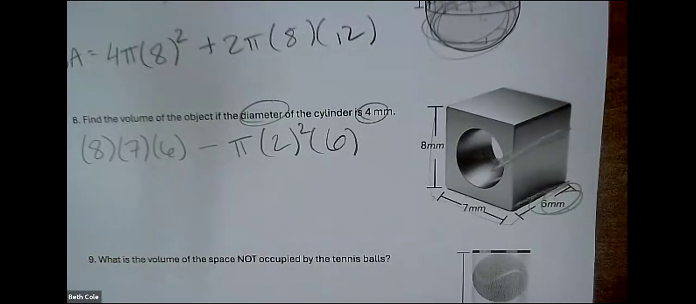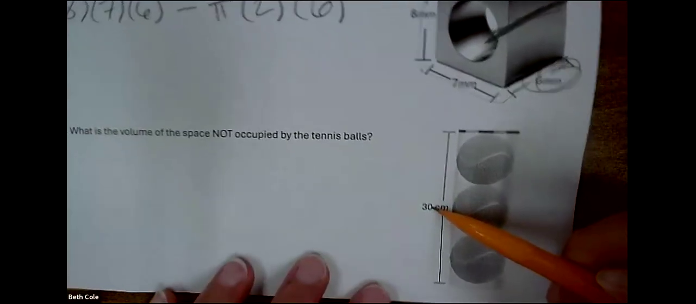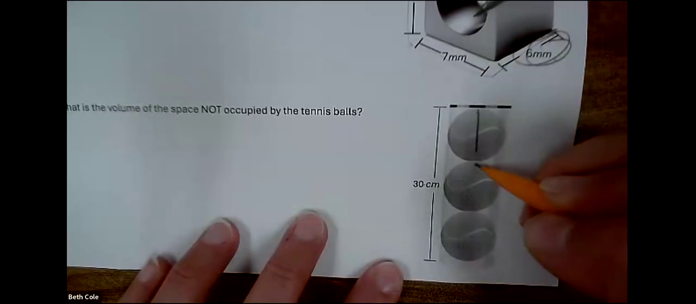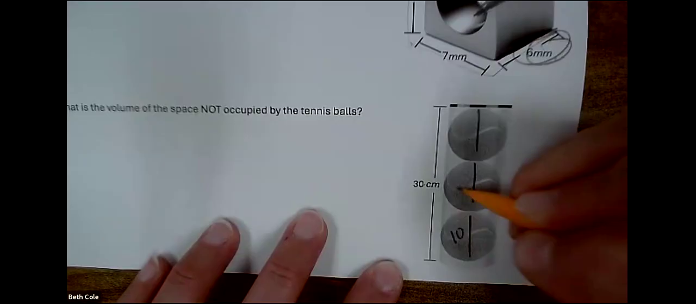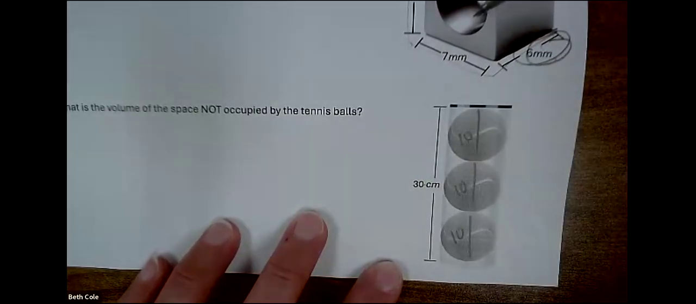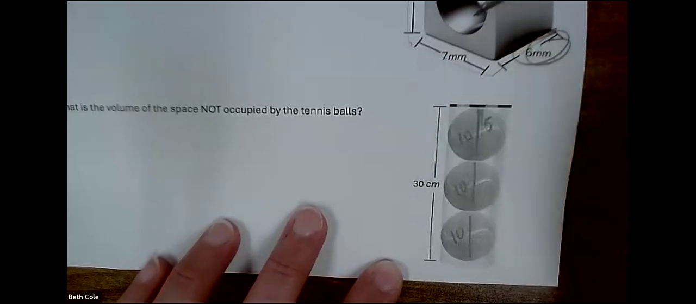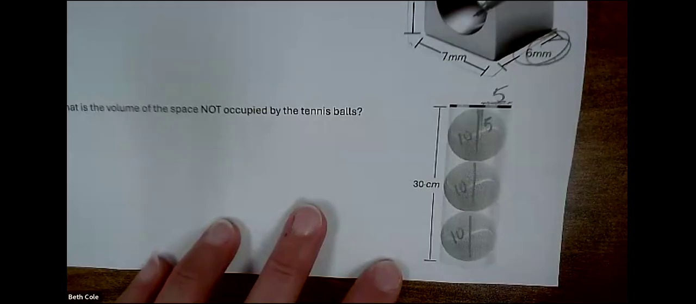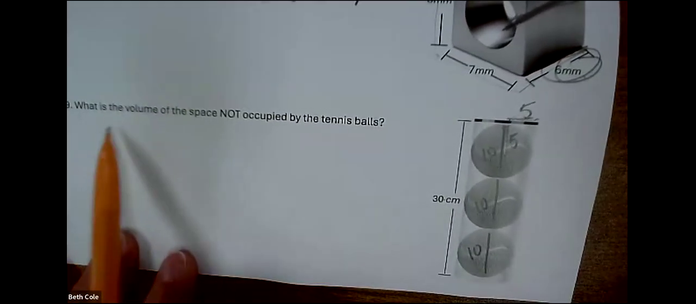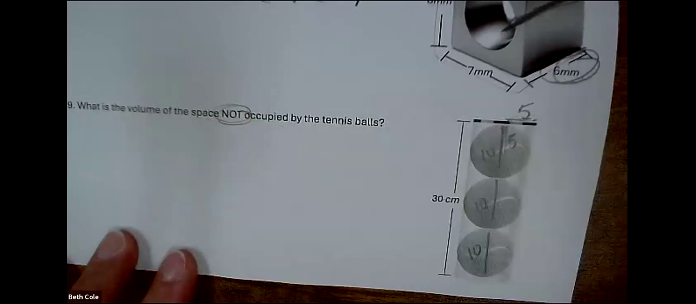And then last one. This is tennis balls in a container. First of all, it says the whole height is 30 centimeters. What does that mean each one of these is then? If the whole thing's 30, each one, good, is 10. And if the diameter is 10, that means the radius is 5. So the radius of this is 5. So what is the question asking? We want volume of the space not occupied by the tennis balls.